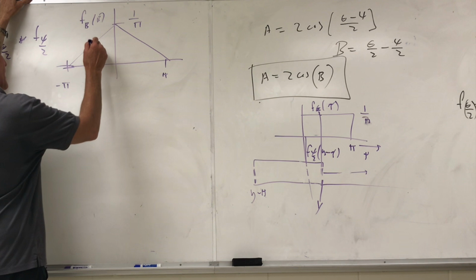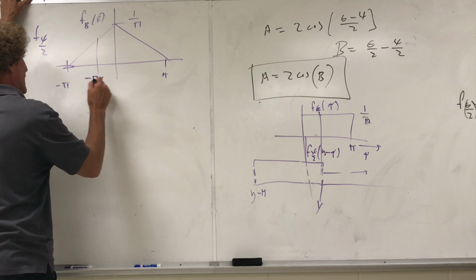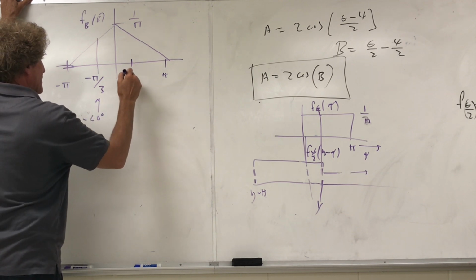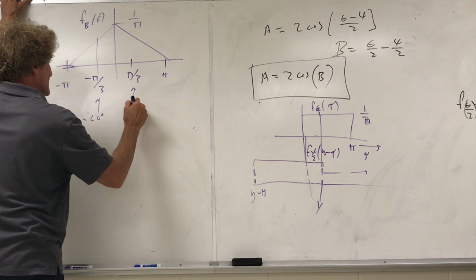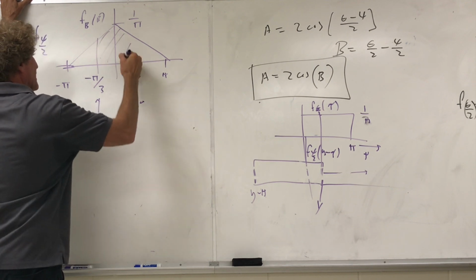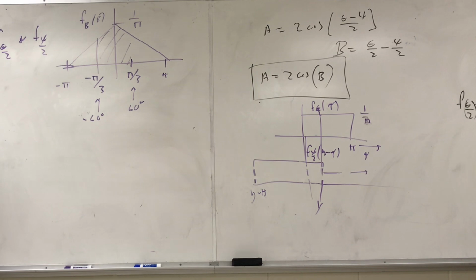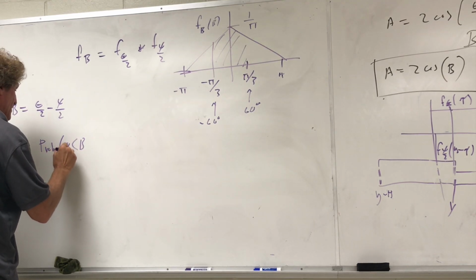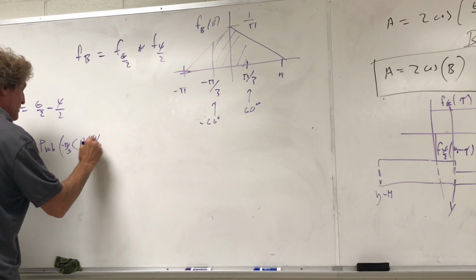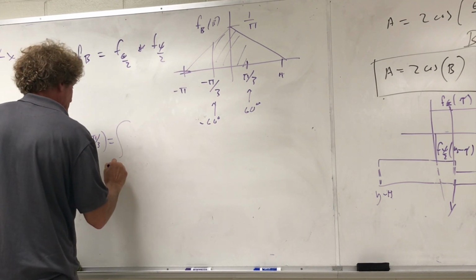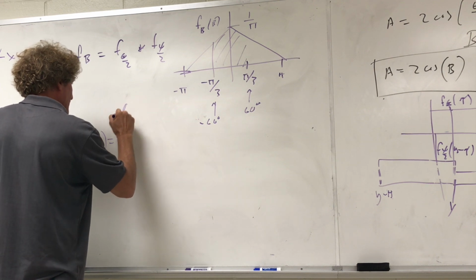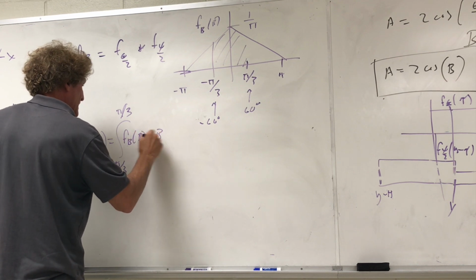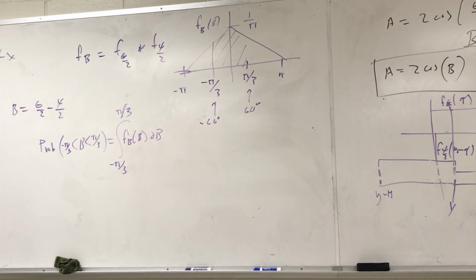So we want to find out from minus pi over 3, that would be 60 degrees, to plus pi over 3, which is 60 degrees. We want to figure out this area. Isn't that the probability? So if that's f of beta, if we want the probability beta is greater than minus pi over 3, less than pi over 3, what I'm really going to have to do is integrate from minus pi over 3 to pi over 3 of f beta of beta d beta. That basically would do it. That's what I'm trying to tell you.